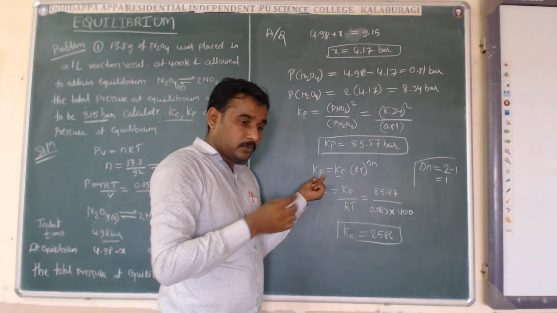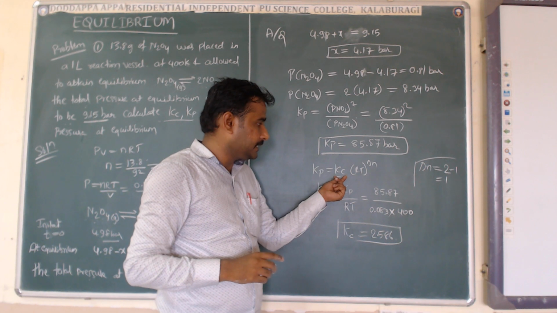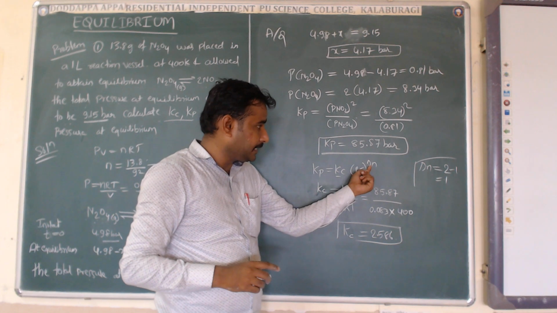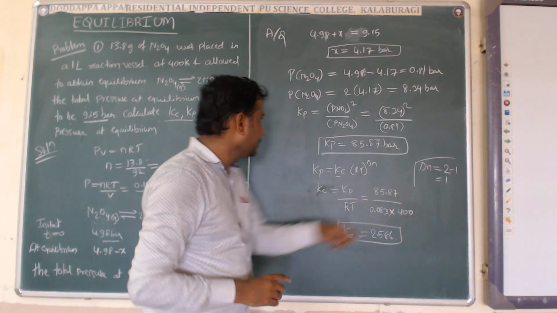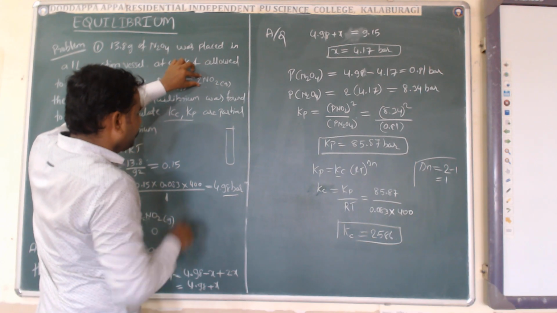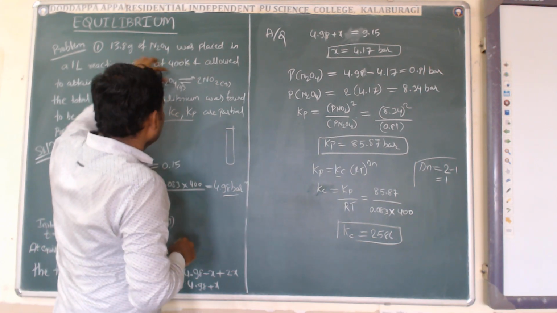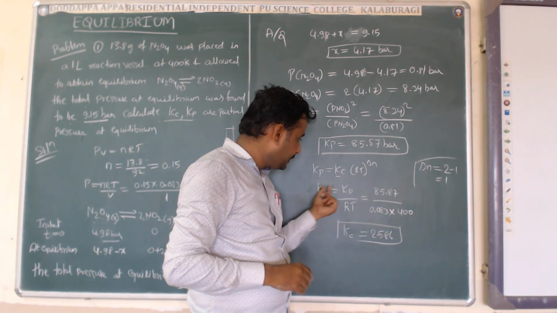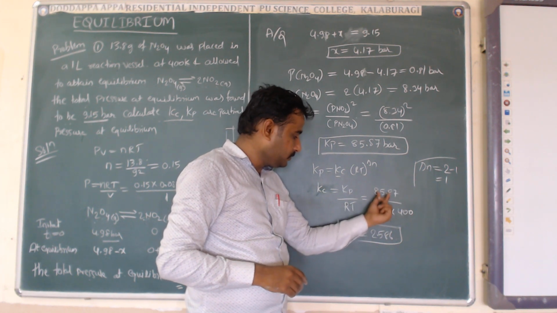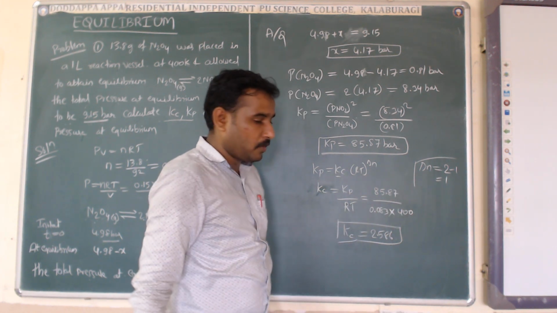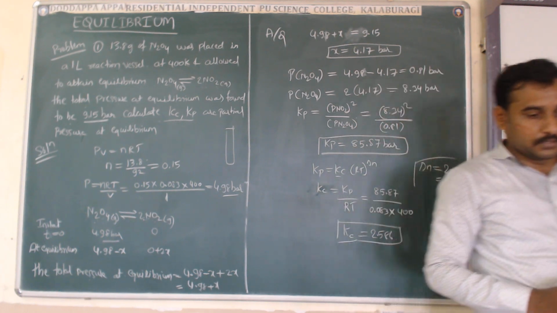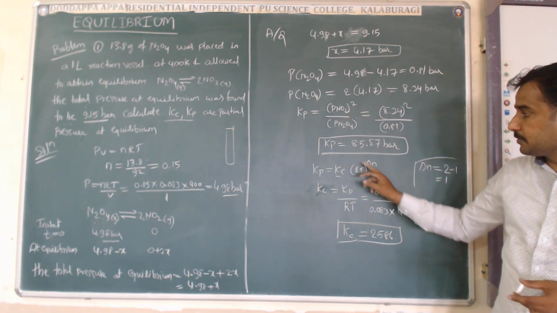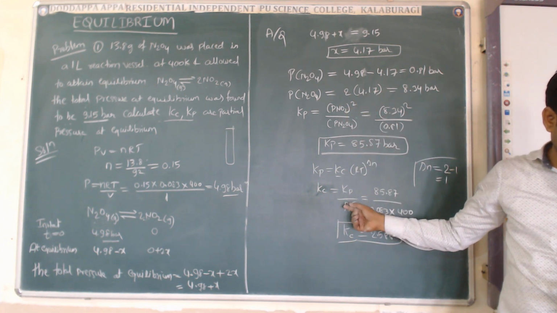To find Kc, I am using the relation Kp is equal to Kc into RT to the power delta n. Delta n becomes 1. How? 2 minus 1: the product coefficient is 2 and the reactant coefficient is 1, so delta n is equal to 1. So Kc is equal to Kp by RT. I put in those values and the Kc value is 2.586. So this is the problem using the relation between Kp and Kc, where we find out the value of Kc.